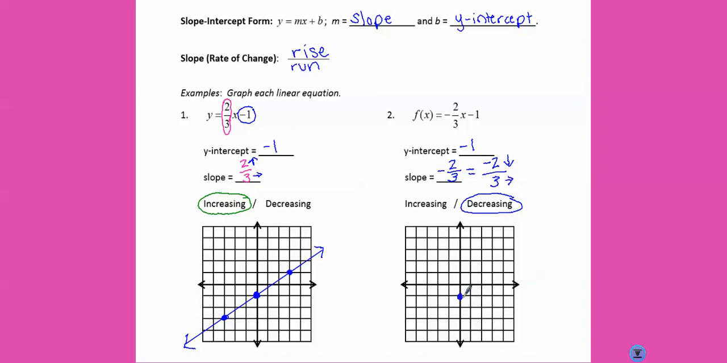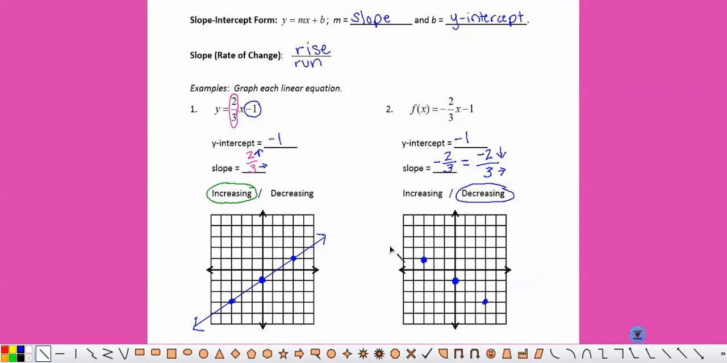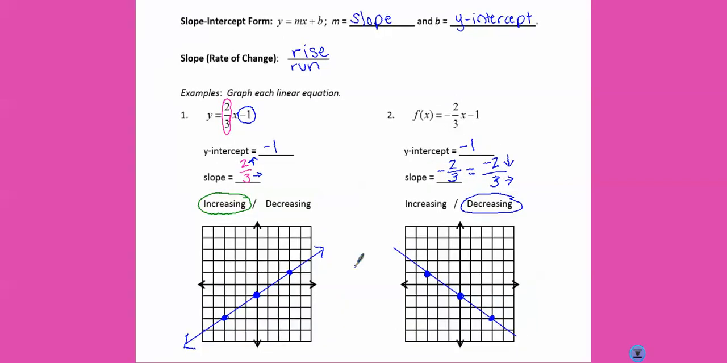So I'm going to start at -1, my y-intercept, and then I'm going to go down 2 over 3. If I keep going down and over, I run out of space, so I'm going to go up and left. Use my ruler to connect the dots. There we go. And put arrows on the end.